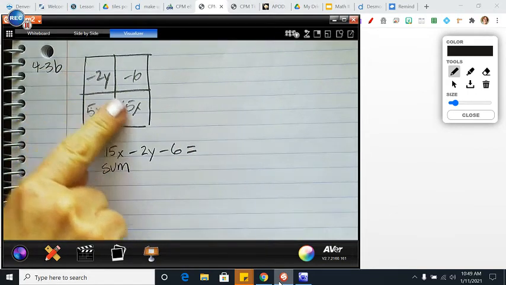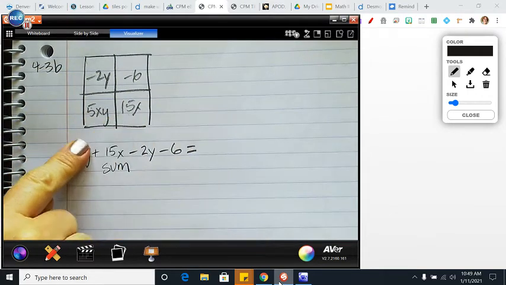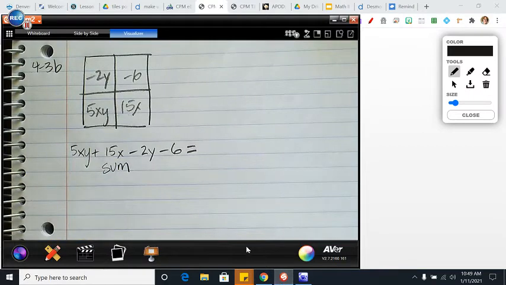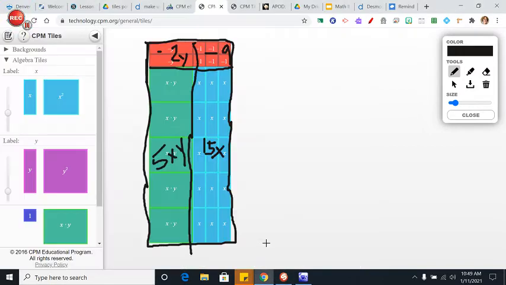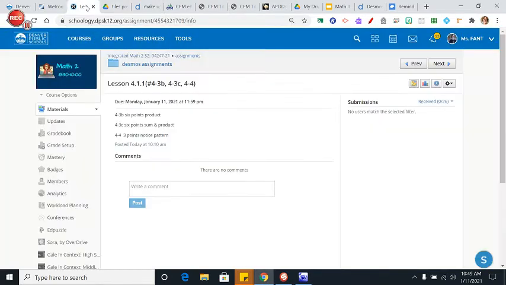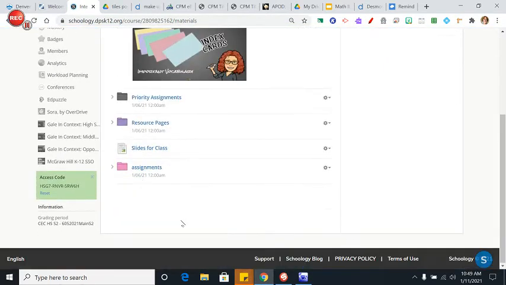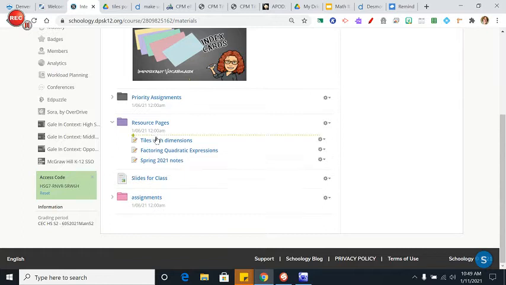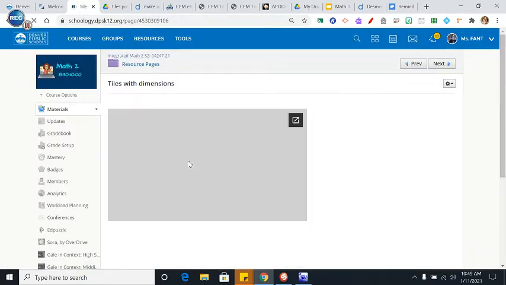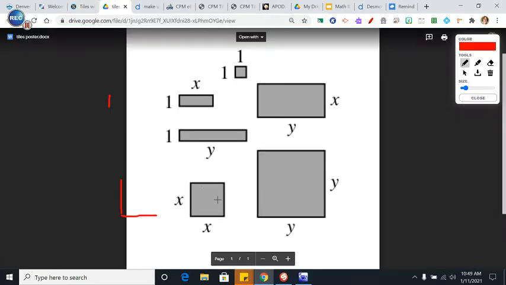Normally we're dealing with a quadratic expression. This particular one is not a quadratic expression. And then to write it as a product, we're going to write the length times the width. Well, this is on the main Schoology page in the purple folder that says resource pages. If you look at tiles with dimensions, it shows you the length and width for all of these tiles.